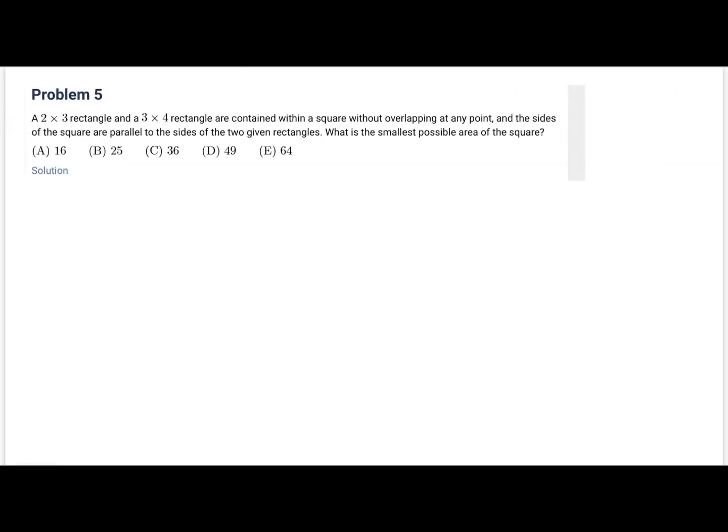Problem number 5, a 2x3 rectangle and a 3x4 rectangle are contained within a square without overlapping at any point, and the sides of the square are parallel to the sides of the two given rectangles. What's the smallest possible area of the square? So there's a 2x3 rectangle, and then there's a 3x4 rectangle, like this. And then we have to put these two together to make the smallest possible area of the square. So for that, we can just place this so that this would be 3 and this would be 4, and so one side would be 5. So this whole side will be 5. So the smallest possible area is 5 squared, which is 25. So it's 25, it's B.